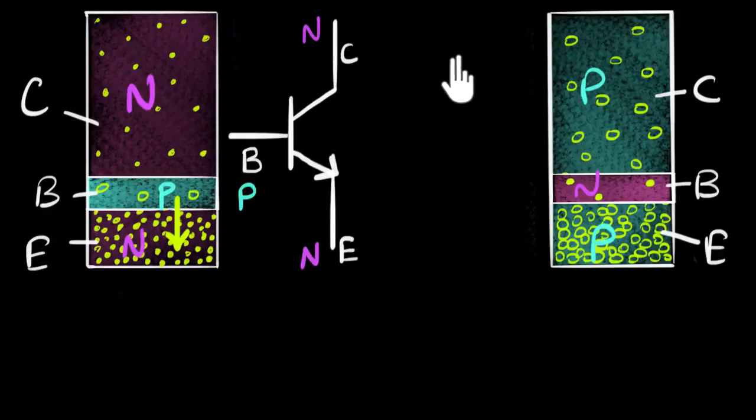So similarly, if we were to draw a PNP transistor, the circuit symbol would look exactly the same. I mean, pretty much the same. Okay, well, let's see.